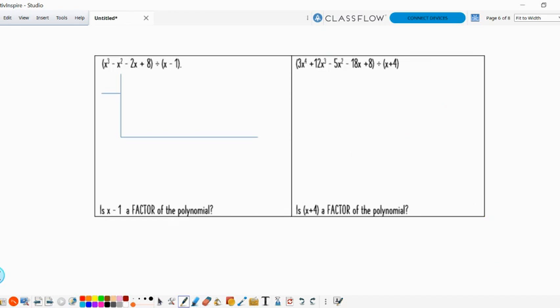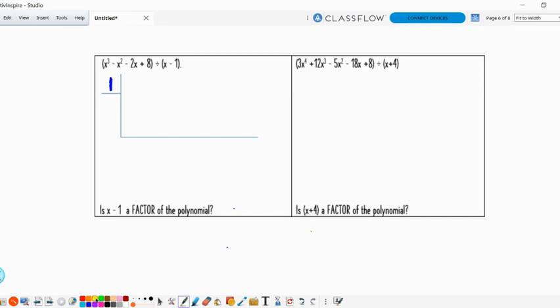All right, we're going to do another example. This time we just have the L, but we're going to fill it in. For this problem, we have the basic setup, but we're going to fill in all the numbers. So we start with our divisor, x minus 1. We're going to use the 0 or the opposite right here, which is 1.